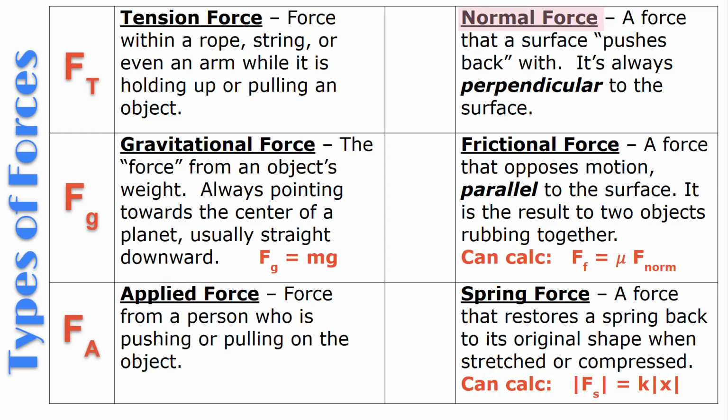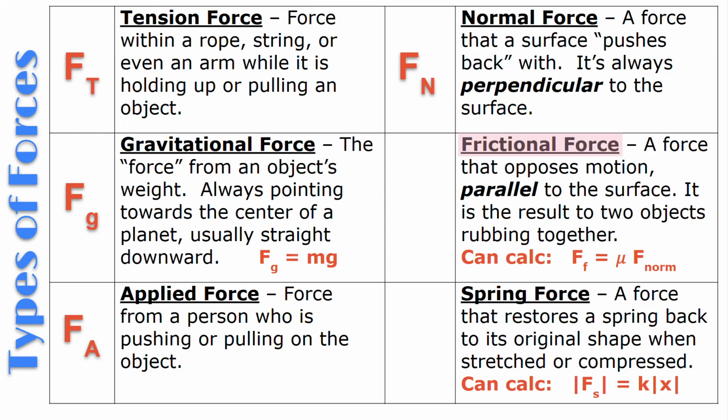Normal force, we already mentioned this one, is the force that a surface pushes back with. It's that support force, and it's always perpendicular to the surface, and we abbreviate it F sub N. Frictional force is a force that opposes motion. It's parallel to the surface, and it's the result of the two objects rubbing across one another.